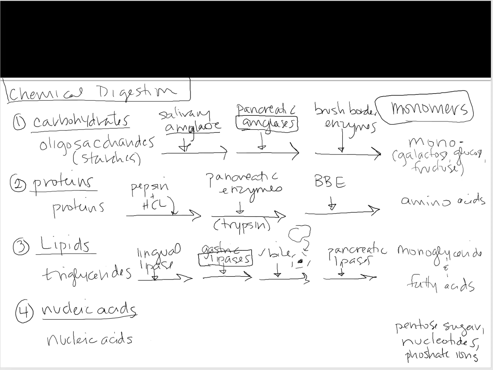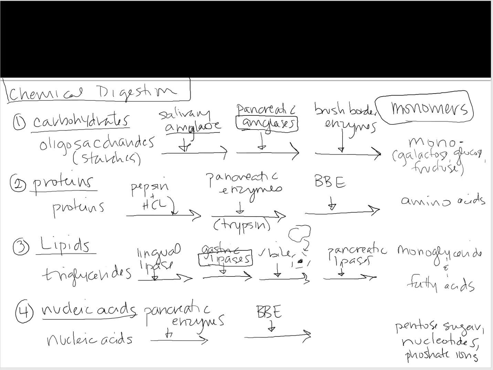So anyways, the last is our nucleic acids. And nucleic acids are fairly easy in that they're only going to be acted upon by our pancreatic enzymes and brush border enzymes, right, to get us our pentose and our things that we need here. Okay, so this is chemical digestion.